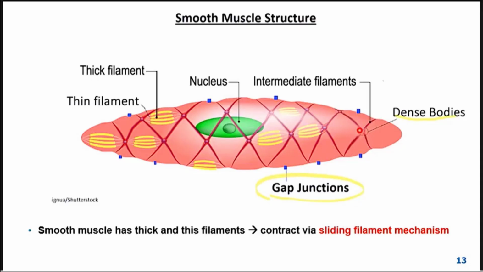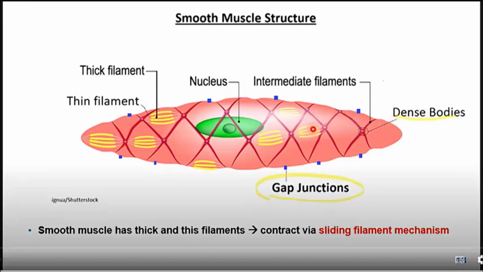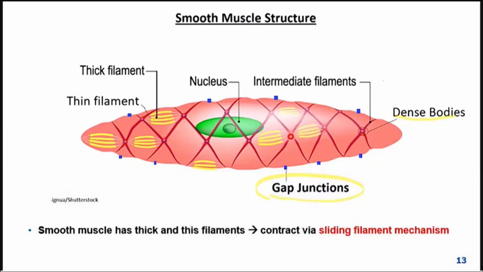Okay, so those dense bodies here are going to serve as anchors for your sliding filaments to contract that muscle. Okay. And then again, you're going to find here your thick filaments that are myosin. You're going to find your thin filaments that are actin. So that's something that is similar. Okay. But now something that is really important for your smooth muscle is that you're going to find a lot of gap junctions. Okay. And you're going to know the function of those gap junctions. Okay. So this is a big difference between your smooth and your voluntary skeletal muscle.